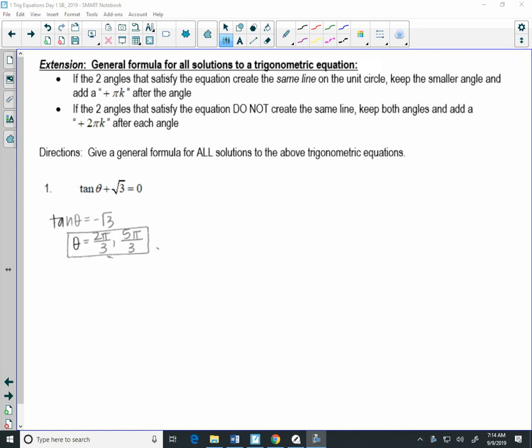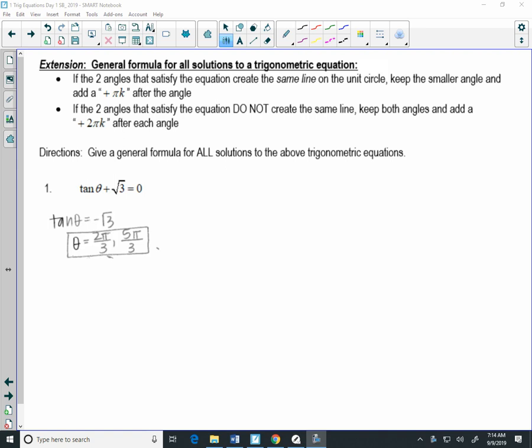The extension for this unit is just going to be in the way that you write your final answers. If you're working on really getting a hold of the algebra and the trig and the unit circle values, then you should absolutely focus on that. That's the most important part. If you're ready to do a little bit more, this extension is for you.